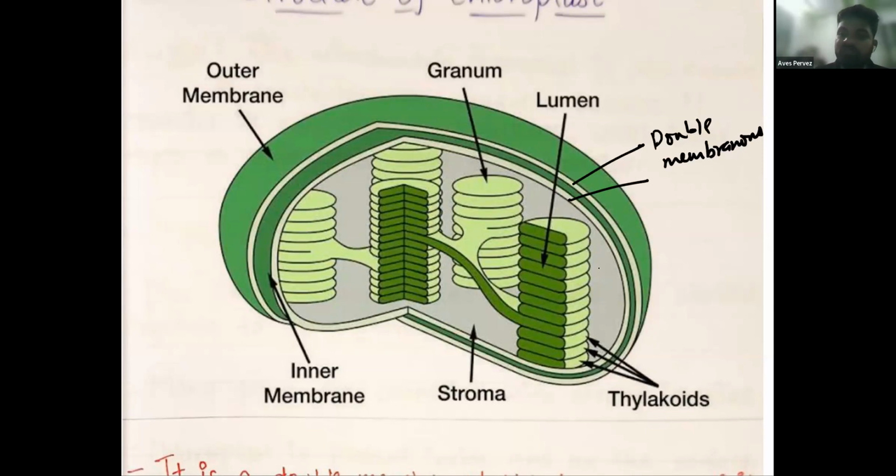These are going to have thylakoids. The group is called granum, the whole group, but one disc is considered to be a thylakoid. Chloroplast is the only cell organelle that is responsible for photosynthesis in plants, and it consists of chlorophyll. This green color substance is chlorophyll, trapped inside. So the thylakoid consists of chlorophyll. Everybody in the class understood?